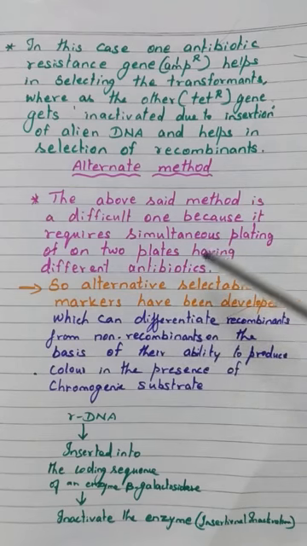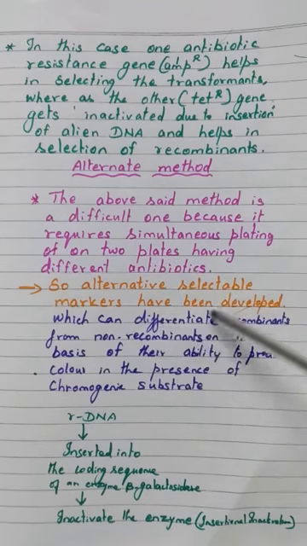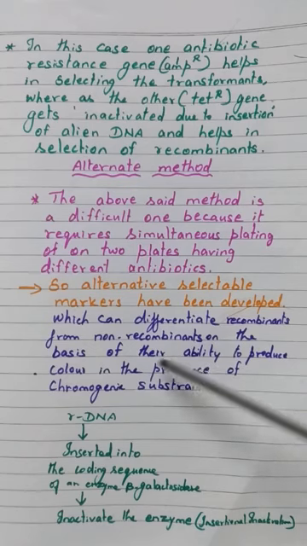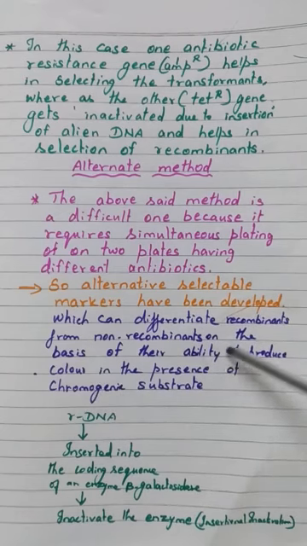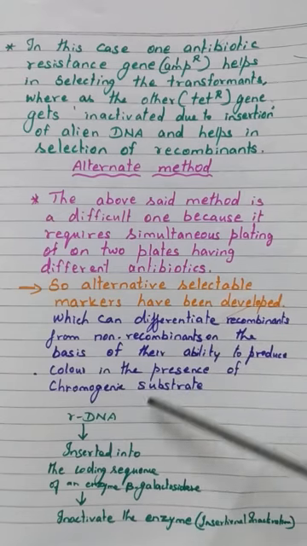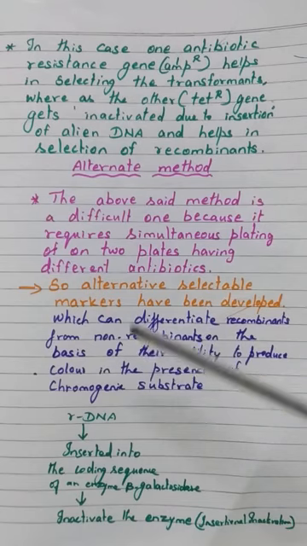beta galactosidase. So alternative selectable markers have been developed, and these alternative selectable markers can differentiate recombinants from non-recombinants on the basis of their ability to produce color in the presence of a chromogenic substrate. In the presence of chromogenic substrate, it can produce color. This beta galactosidase can produce the color. That is its property.